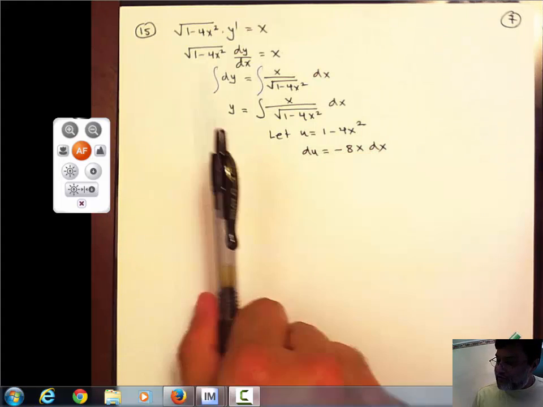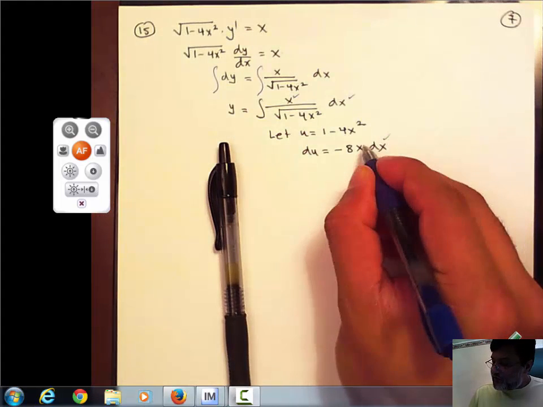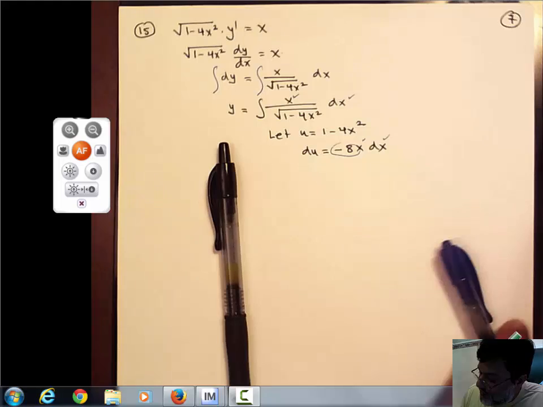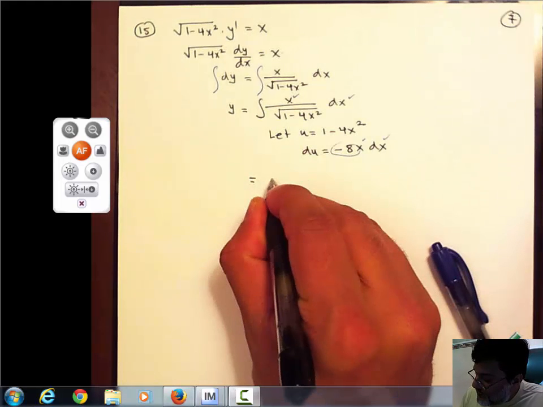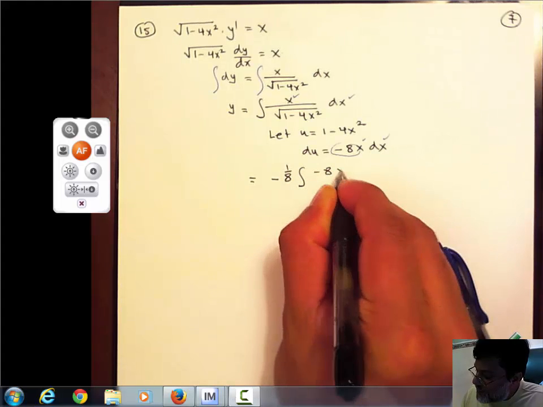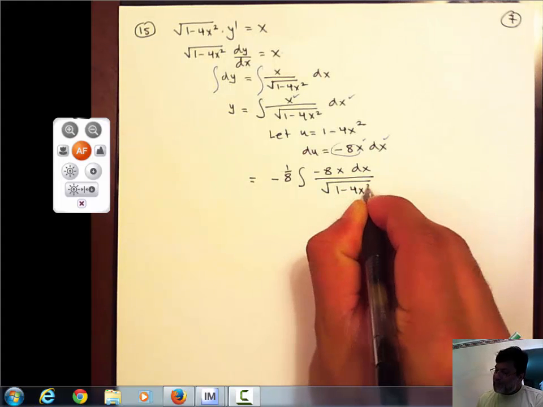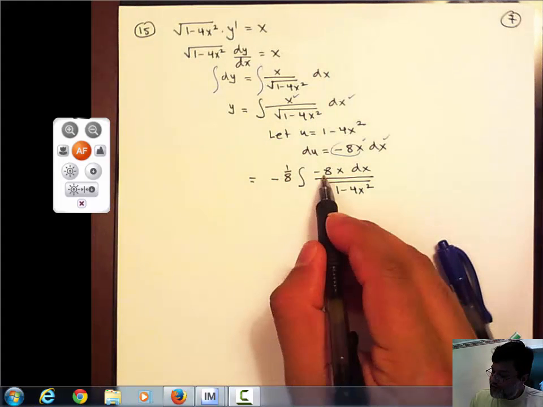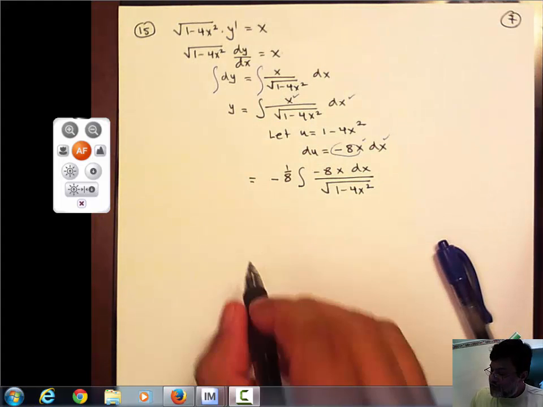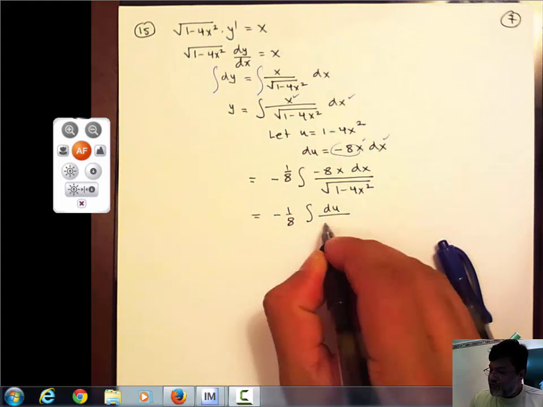And if we look at the original problem, we do have x, we do have dx. Only thing missing is that negative 8. So we're going to give negative 8 and take it away. So we can write, because negative 1/8 times negative 8 will give me a positive 1, and I didn't make any changes. So now I have du over square root of u.